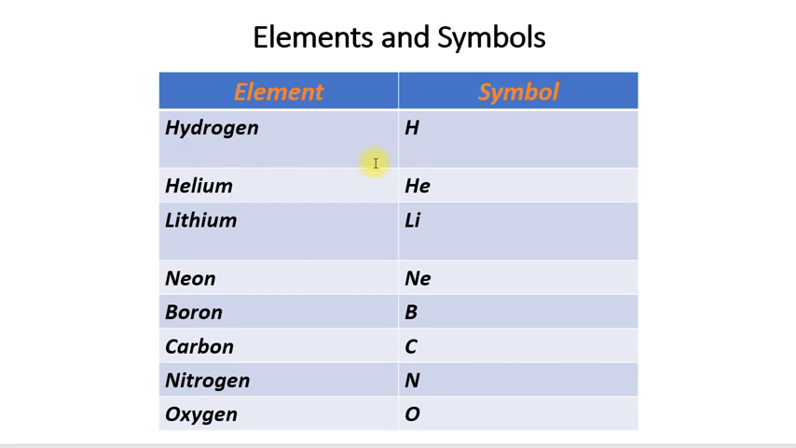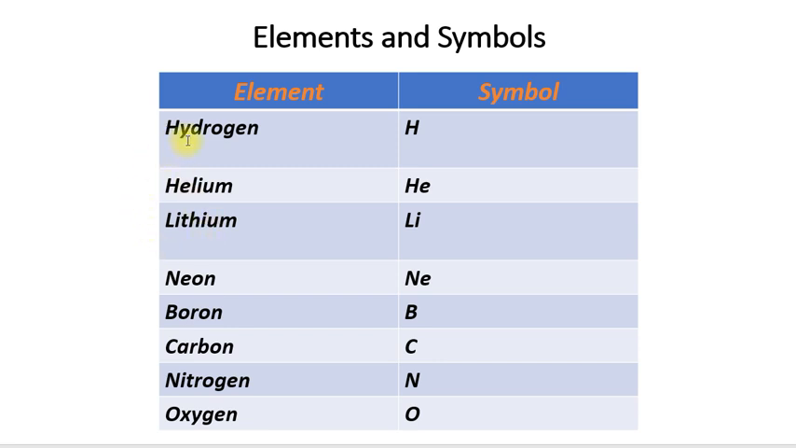The element is hydrogen. Its symbol is capital H. Helium is an element. Its symbol is capital H and e. You can see over here, when we write the name of an element, we have to write the first letter in capital, and when there is an element of two letters, then the first letter will be capital and the second will be in lowercase or small letter. So there are different elements having single letter symbols or double letter symbols.